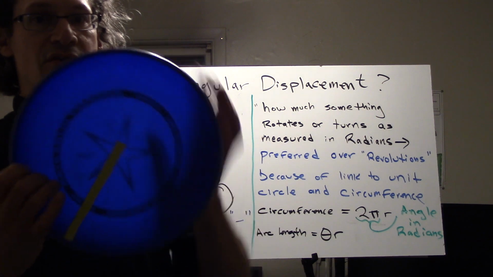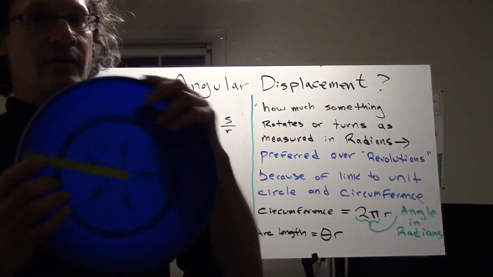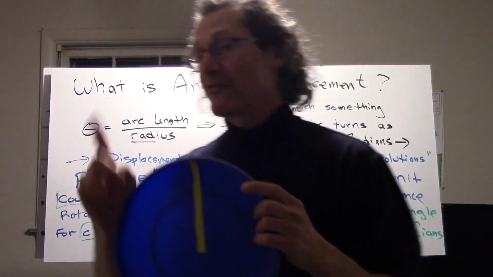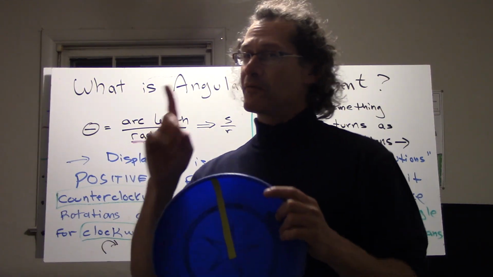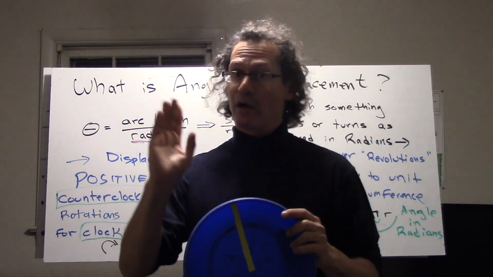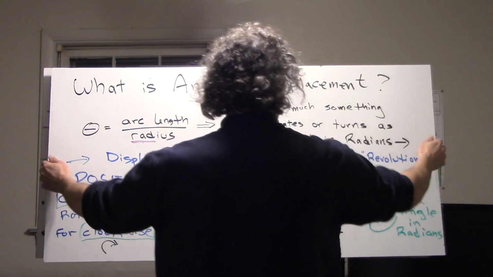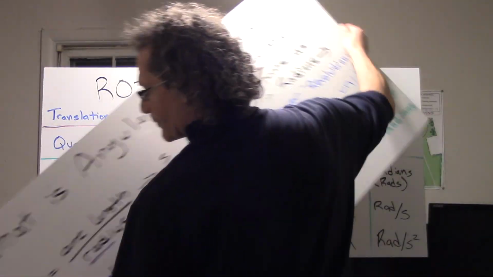Okay, so this rotation is considered to be positive, and if I flip it around, it's negative. Now, if I spin this really quick, then we would be measuring something called angular velocity. Let's talk about angular velocity. So let's put this away. Got our angular displacement down.